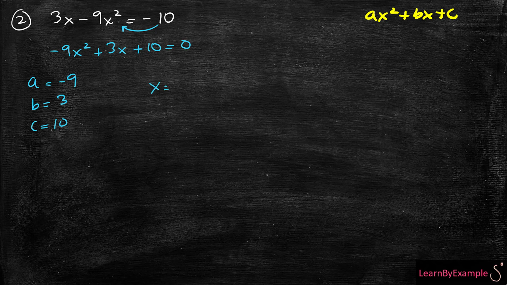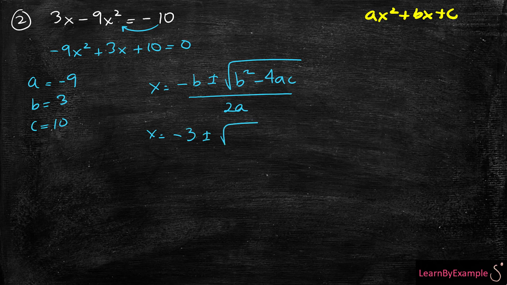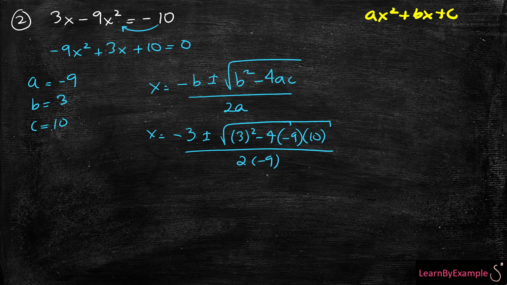So x is equal to, I'm going to write it out again, minus b plus or minus the root of b squared minus 4ac over 2a. So x is equal to minus 3 plus or minus, so 3 squared minus 4a, minus, right, times 10 over 2 times minus 9. Okay, so let's simplify this further. So minus 3 plus or minus the root of 360 over minus 18. Okay, clear?